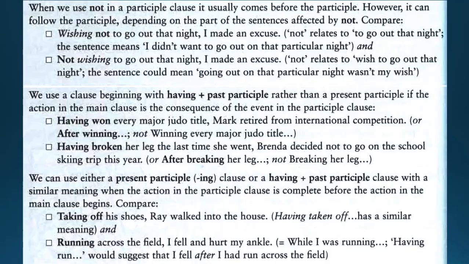When we use not in a participle clause, it usually comes before the participle. However, it can follow the participle, depending on the part of the sentence affected by not. Compare. Wishing not to go out that night, I made an excuse. Not relates to go out that night. The sentence means I didn't want to go out on that particular night.